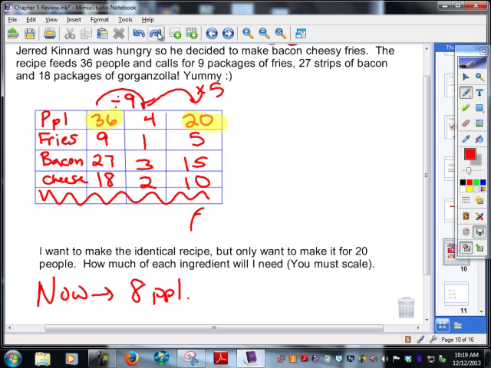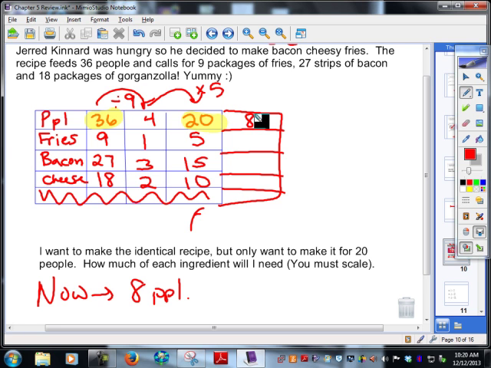Okay, so I'm going to add on to this. I've figured out for 36 people, for 4 people, and for 20 people. Now, I invited 7 of my friends over and I want to make these for them, so I need it for 8 people. Is there any way to go from 20 to 8 evenly? No, there's no way. There's nothing I can divide by, whole number wise, that would get me to 8.